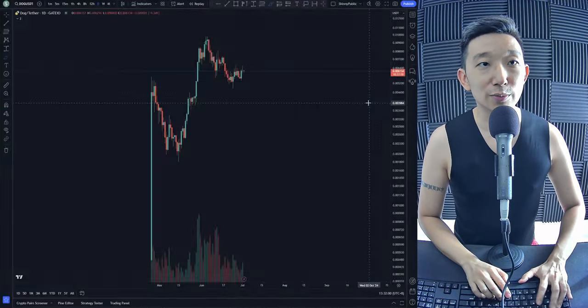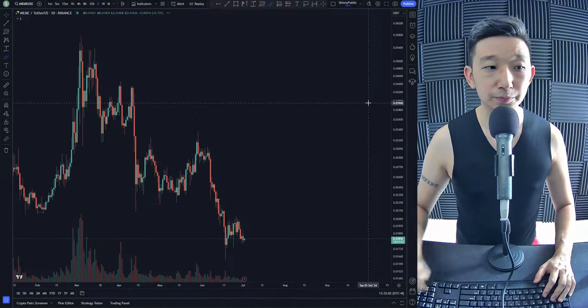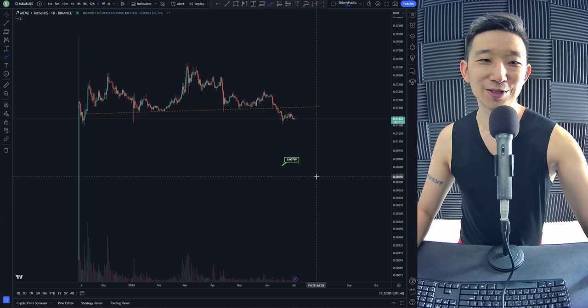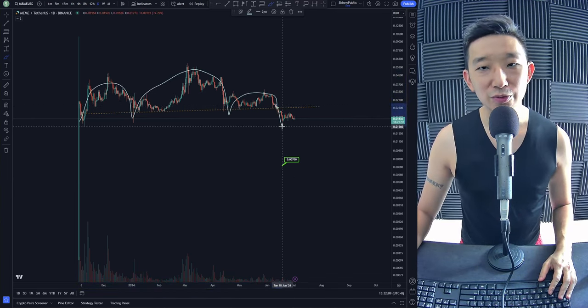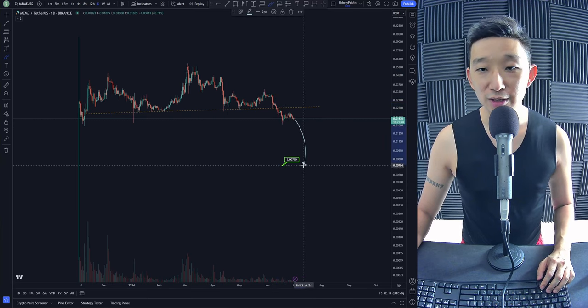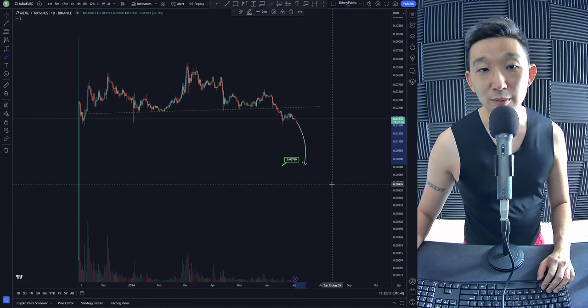Memecoin. Okay, so for Memecoin, I can tweet here. Meme has a head and shoulders. This is a very clear head and shoulders. Left shoulder, head, right shoulder. We've already broken out of the support and there's a clear target over here at 0.007.